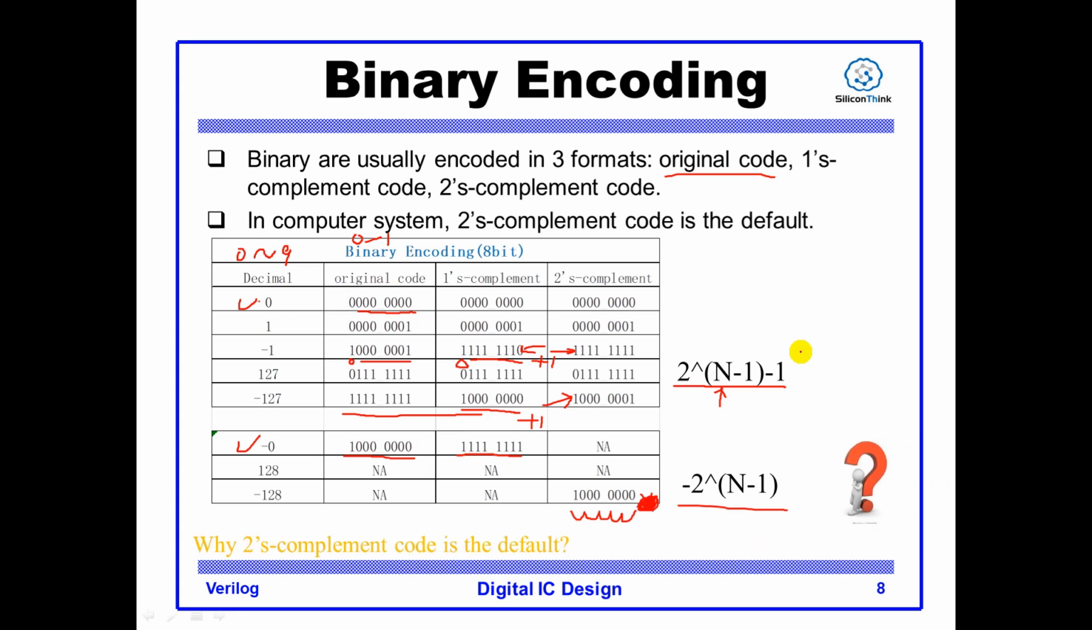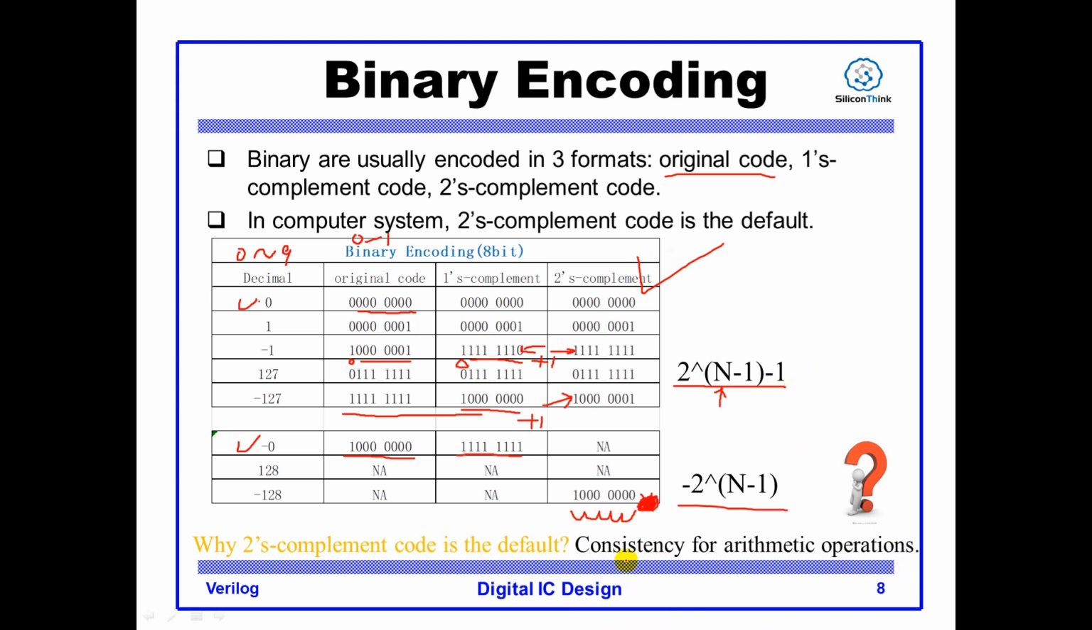Okay, there is a question. In a computer system or digital circuit, the default encoding we choose is 2's complement. Why do we choose 2's complement as the default coding format? Why not one's complement or original code? This is what we use. Why? Okay, you can think about it.